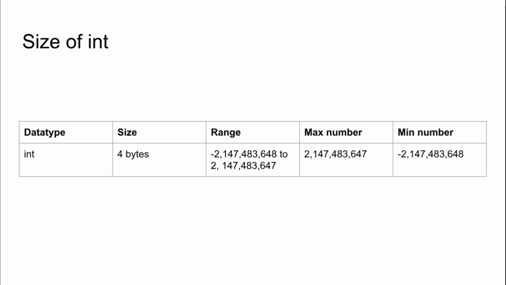So, in the int data type, the maximum number you can store is 2,147,483,647, and the minimum number you can store is minus 2,147,483,648. So roughly you can store numbers in order of 2 billion.